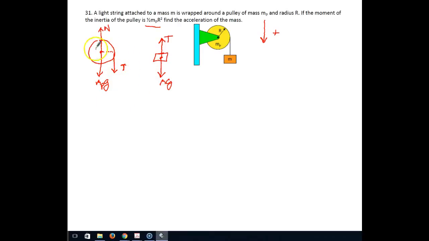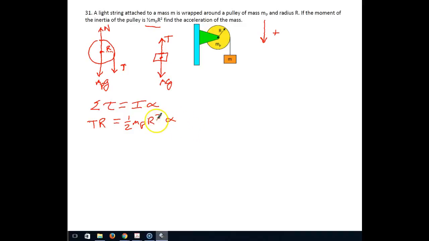This tension provides a torque on the wheel, so we're going to say the sum of the torques is equal to the moment of inertia times the angular acceleration of that pulley. So let's figure out what is the torque on this pulley. Well, there's only one torque, and it's going to be the tension times the radius, and we're going to say that the radius is capital R here. And that is equal to I, and we said I is 1/2 of the mass of the pulley times the radius squared, multiplied times alpha.